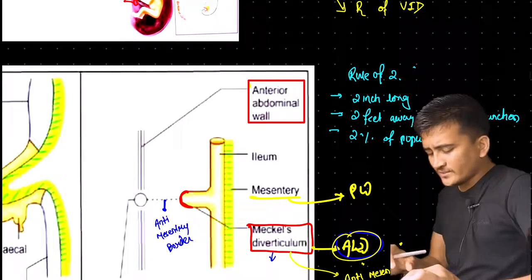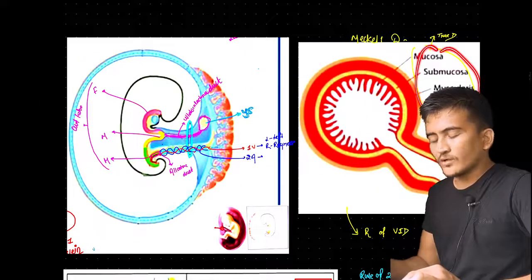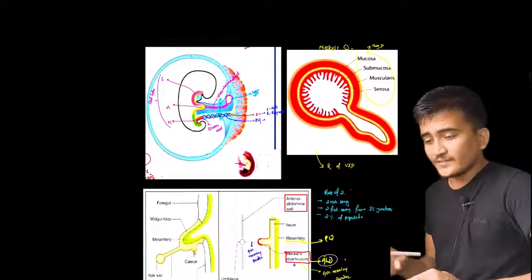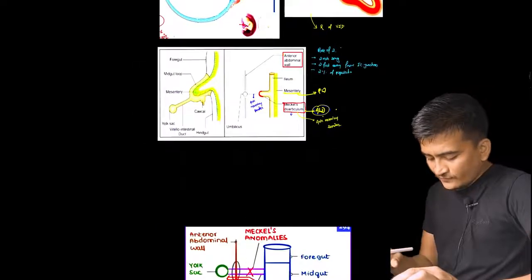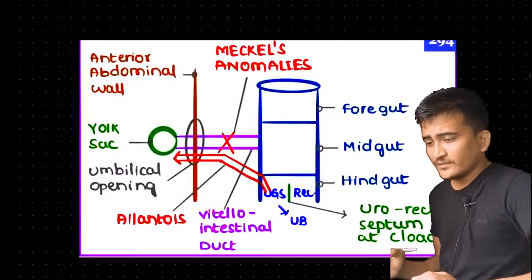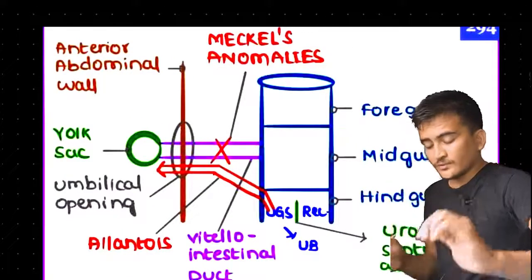Another important thing that we already mentioned is that this Meckel's diverticulum is called a true diverticulum. Why is it called a true diverticulum? Because it consists of all four layers, right? It consists of all four layers. Now, moving forward, let us view the diagram, in which there is the representation of what we just talked about.